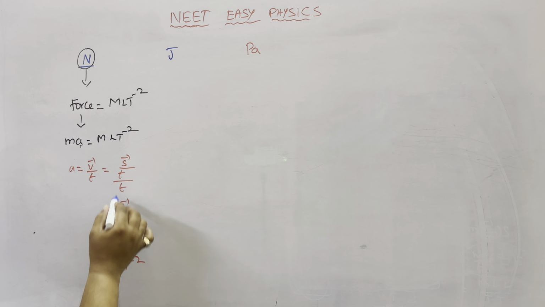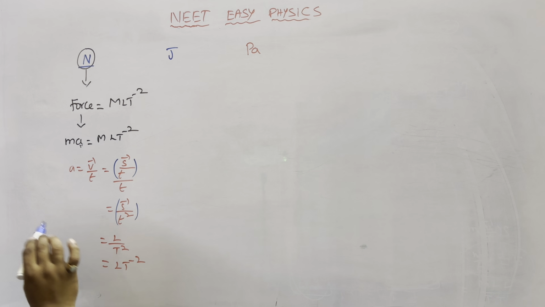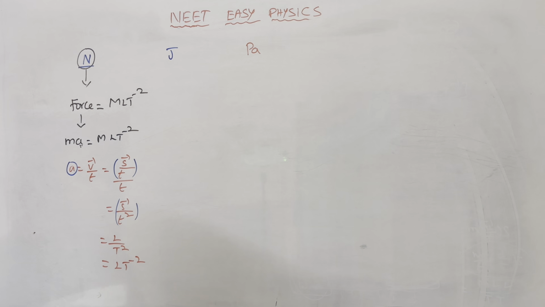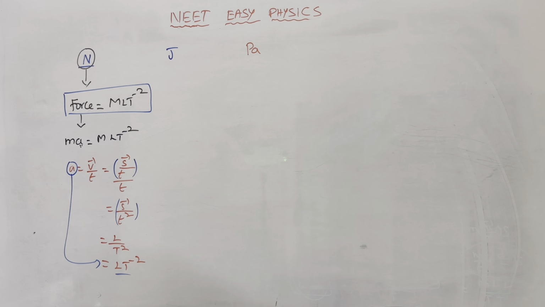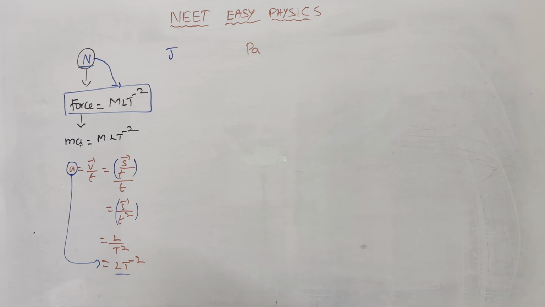If you forgot the velocity definition, displacement by time, then you have to follow it like this. If you recall acceleration 2 to 3 times, definitely everyone can remember L T power minus 2. So force is M L T power minus 2. Therefore, the dimension formula for Newton is also M L T power minus 2.